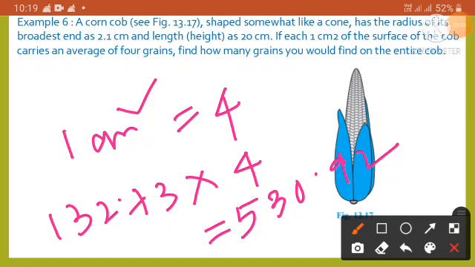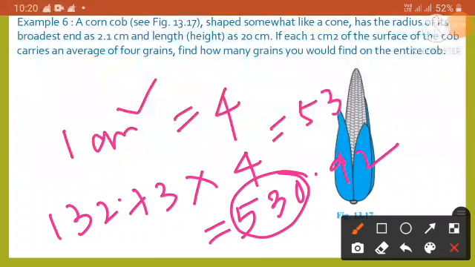Okay, so approximately we can say that 531 grains of corn on the cob will be present there.